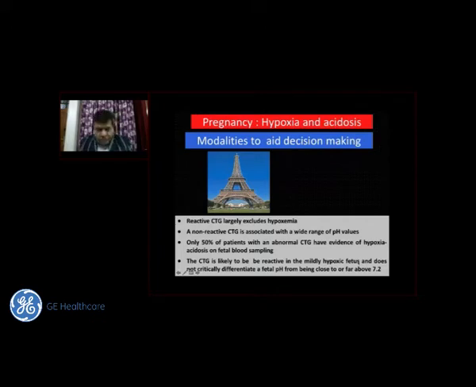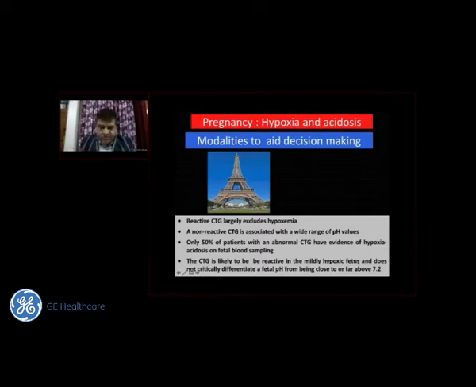We also must remember that it is the reactive CTG which largely excludes hypoxemia. Now I'm starting with this straight away. But a non-reactive CTG is associated with a wide range of pH values. So when our clinicians are going to rely on CTGs, there's already a chance that the pH values have already widely deranged.